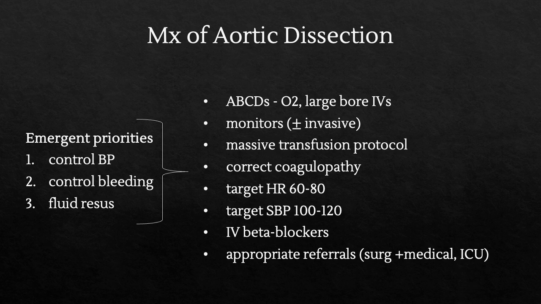You need to control the heart rate and the BP. This is usually done by having IV beta blockers combined with a vasodilator. You will aim for a heart rate of 60 to 80, as well as a BP of 100 to 120 systolic.